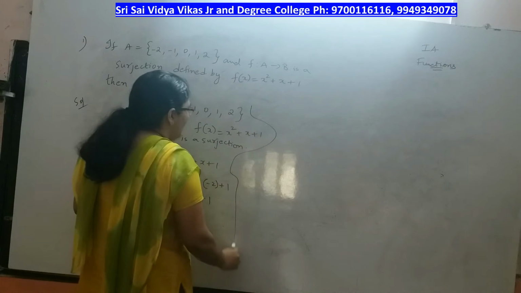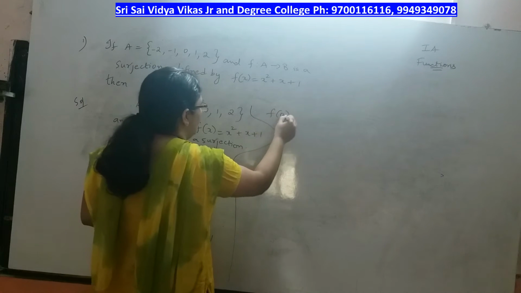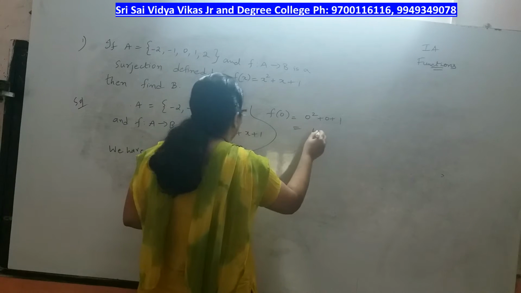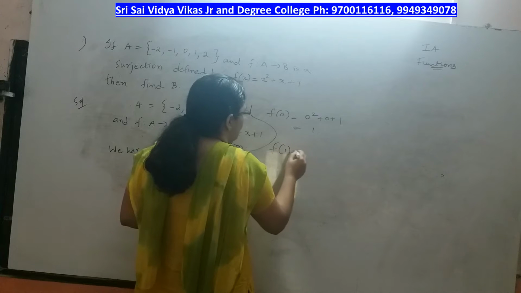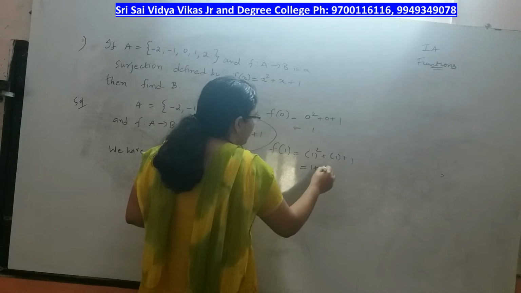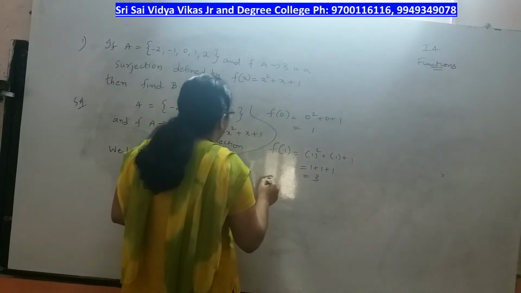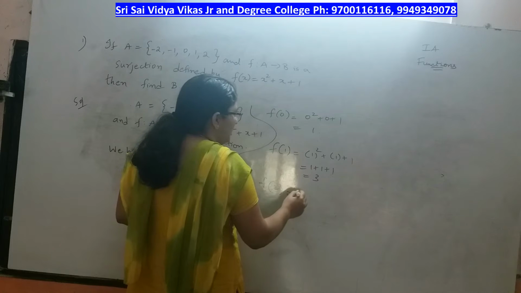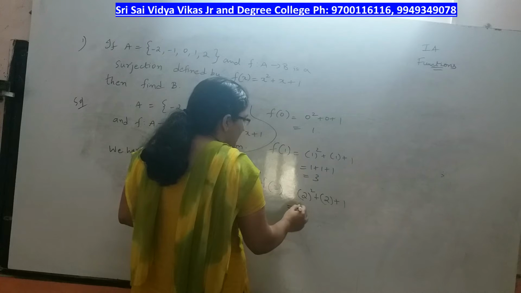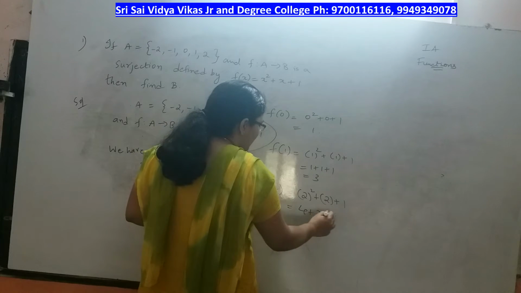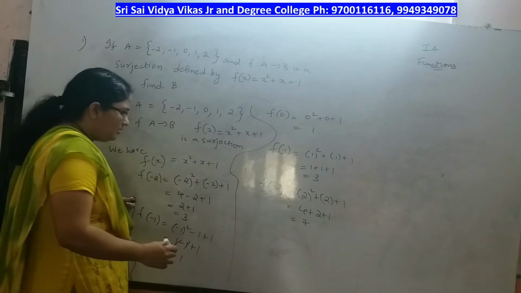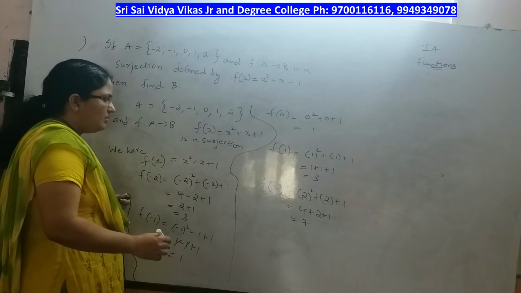Next, f of 0 is equal to 0 square plus 0 plus 1, which is equal to 1. F of 1 is equal to 1 square plus 1 plus 1, that is 1 plus 1 plus 1, which is equal to 3. F of 2 is equal to 2 square plus 2 plus 1, which is equal to 4 plus 2 plus 1, that is equal to 7.